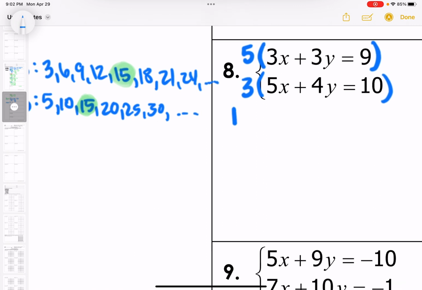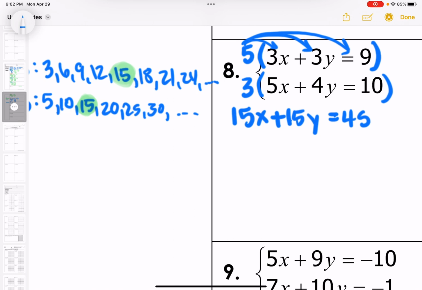So I'm going to have 5 times 3x is 15x. 5 times 3y is 15y. And then 5 times 9 is 45. Then for the bottom equation, I have 3 times 5x is 15x. 3 times 4y is 12y. And 3 times 10 is 30.